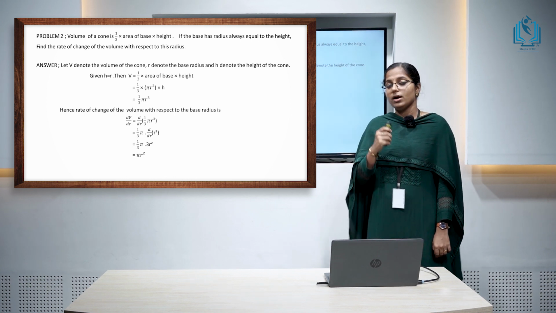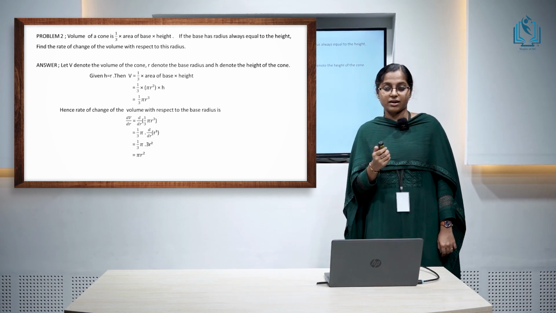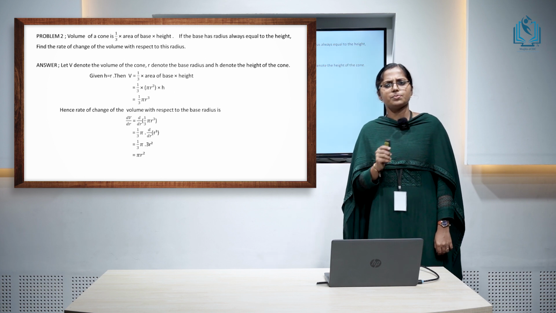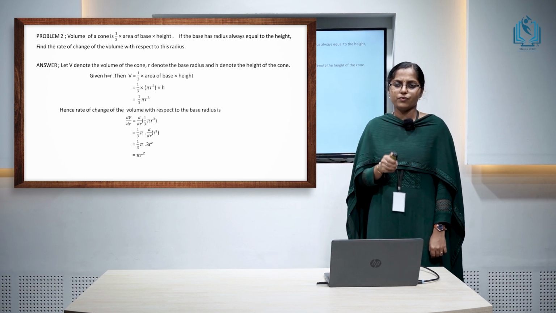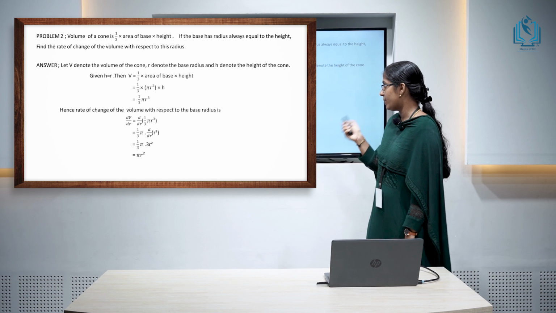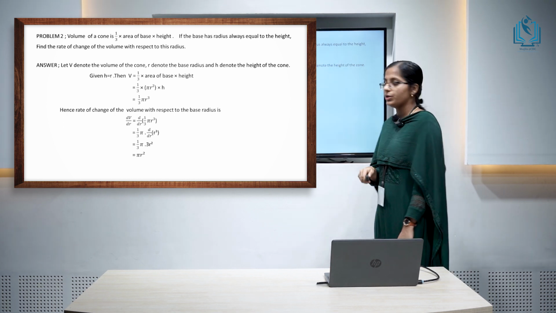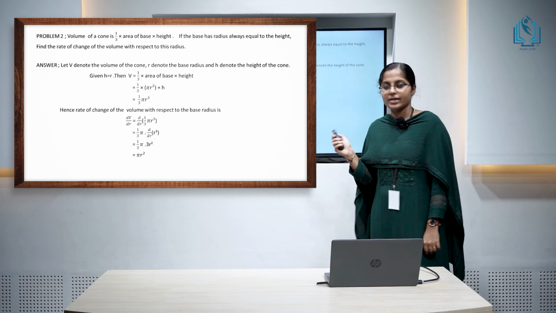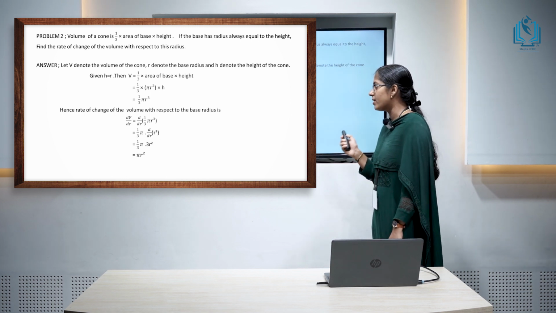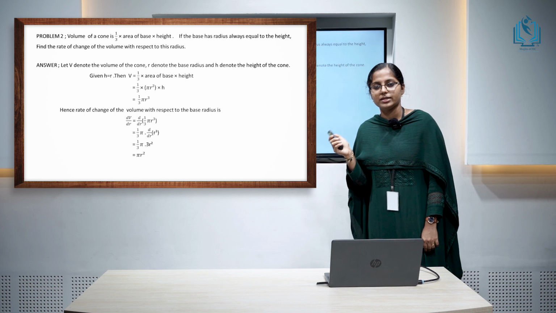So, we have the formula V equal to 1 by 3 into area of base into height. Therefore, we know the base is a circle, so the area of the base is pi r square. Therefore, the volume of the cone is equal to 1 by 3 into pi r square into h. It is already given that height is equal to radius. Therefore, we get 1 by 3 into pi r into r, which is equal to 1 by 3 pi r cube.